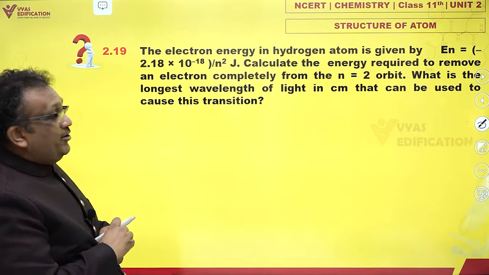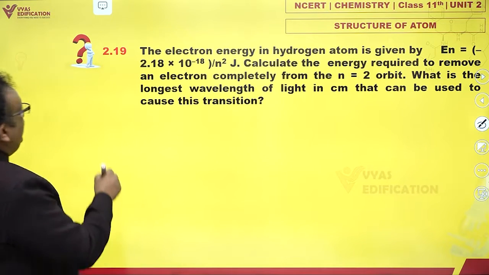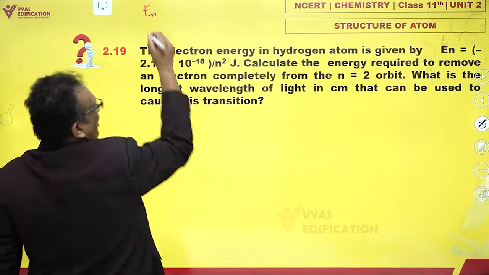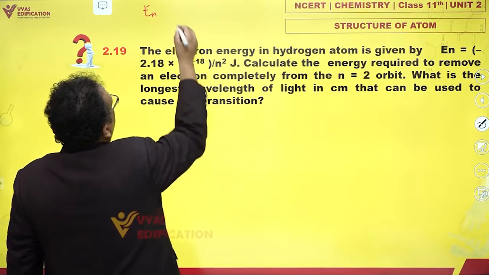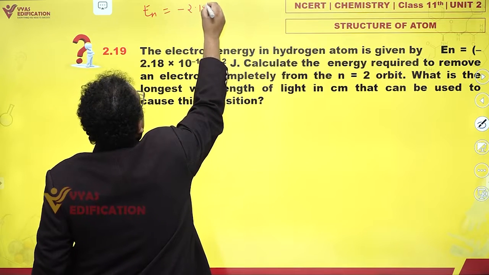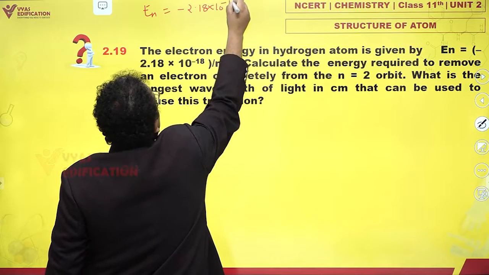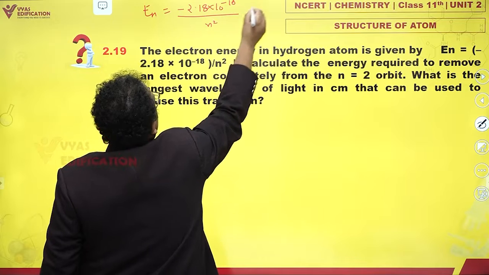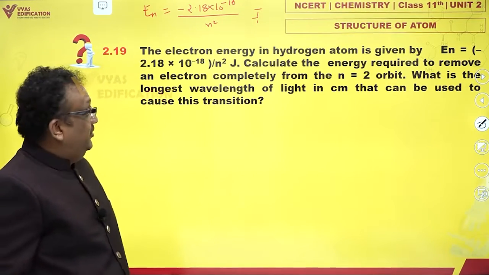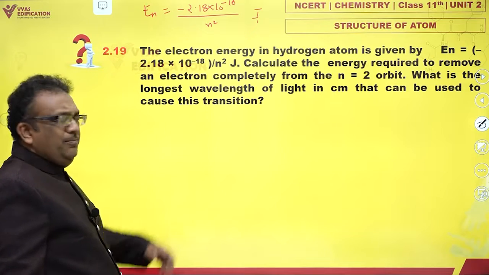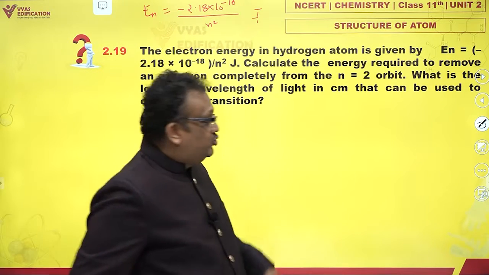The electron energy in a hydrogen atom is given by En. I'm given the formula. Now, I already know the formula, but they are kind enough to supply it. Let them. En is minus 2.18 into 10 to the minus 18 by n square joules. Fine. Calculate the energy required to remove an electron completely from the n is equal to 2 orbit.